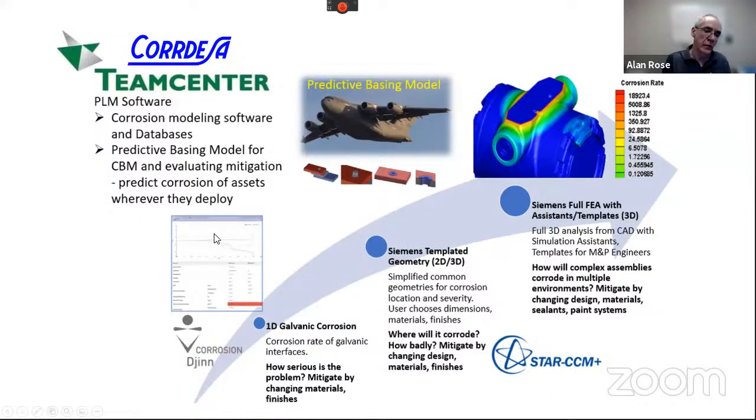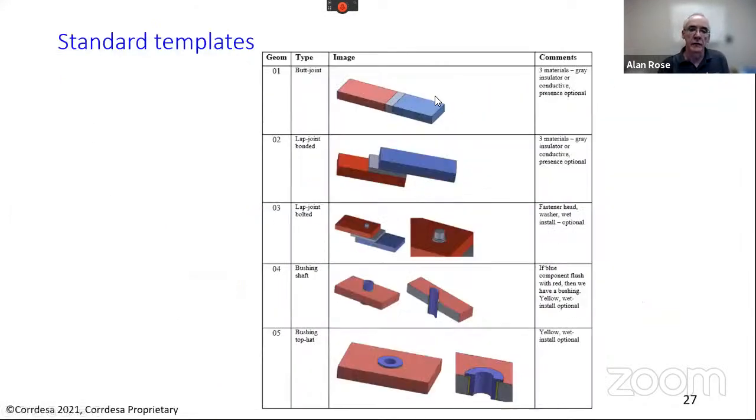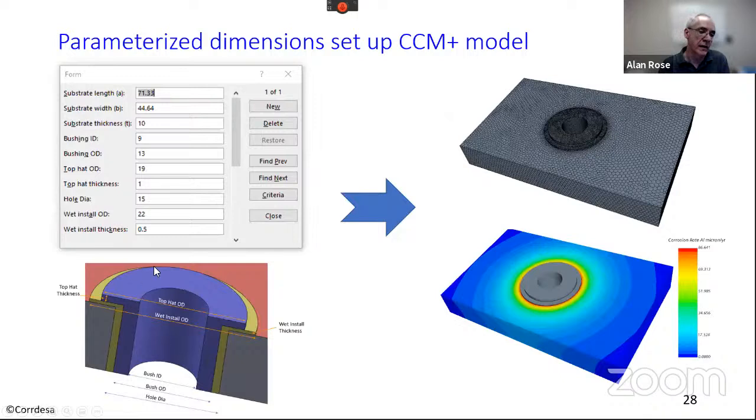Okay, so that's the quick 1D analysis. Maybe we want to do something more complex. We try to capture common fittings such as bushings, shafts, lap joints and butt joints. And we can enter dimensions in here and very quickly, using the CCM Plus software, come up with a corrosion map, the corrosion rate map. So that's kind of limited, but it gives you a little bit more fidelity.